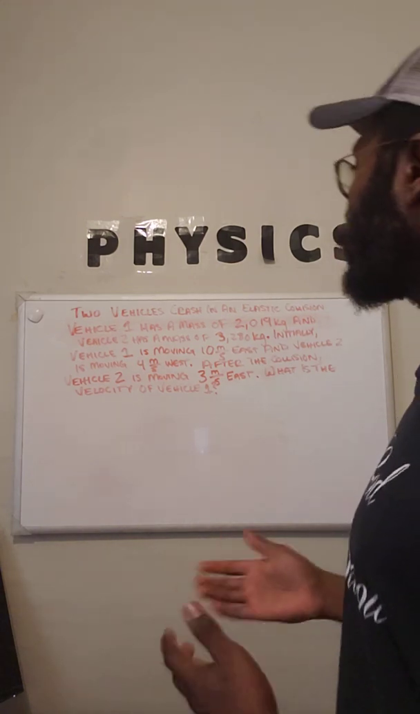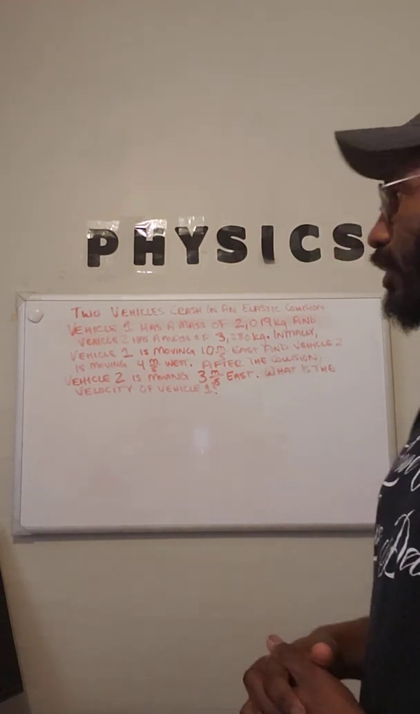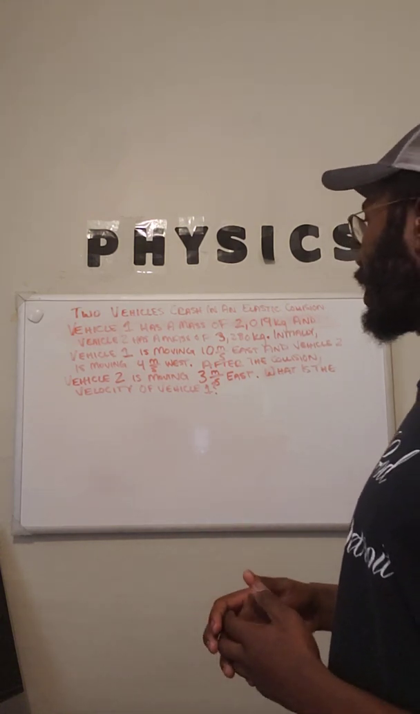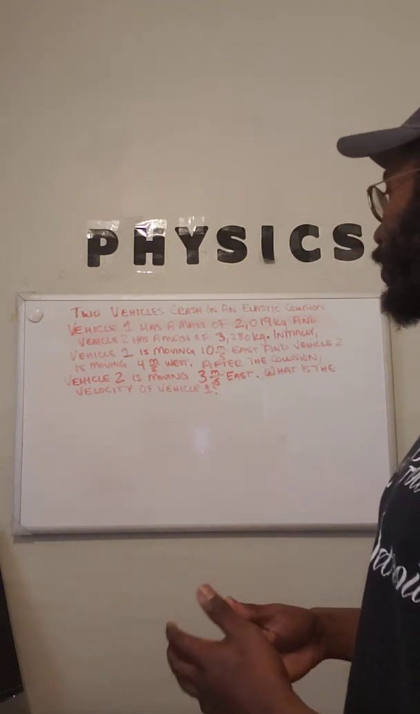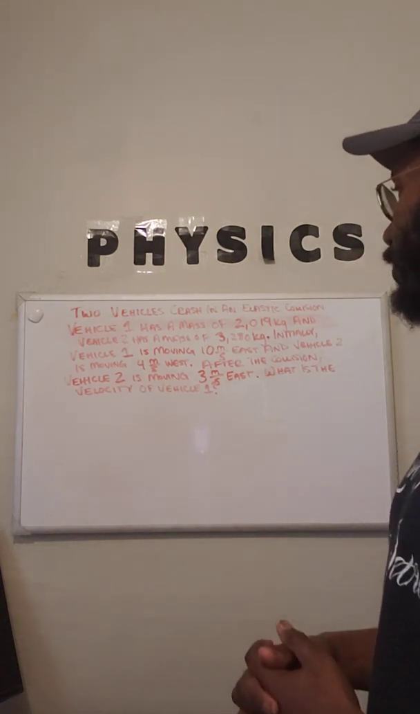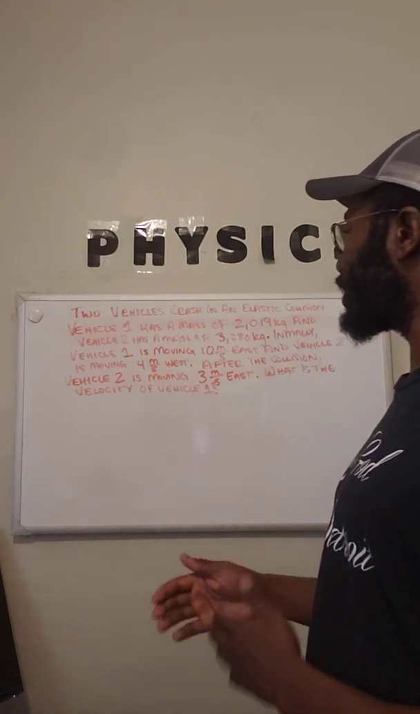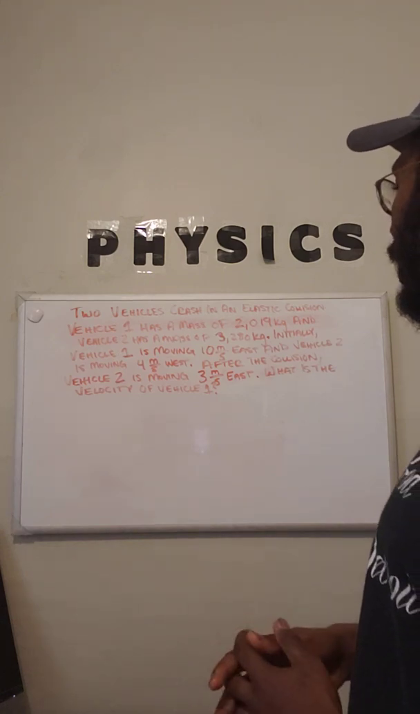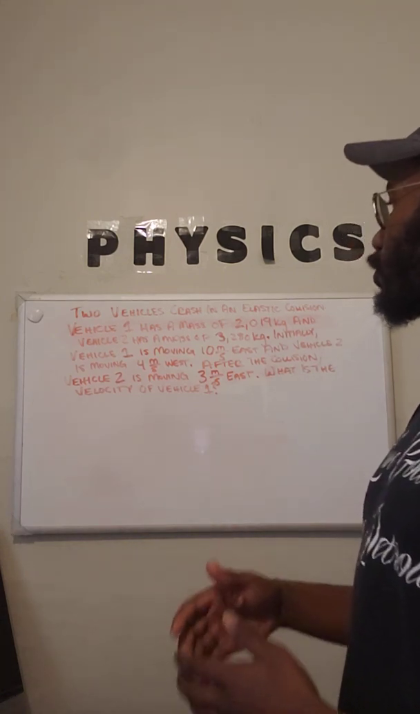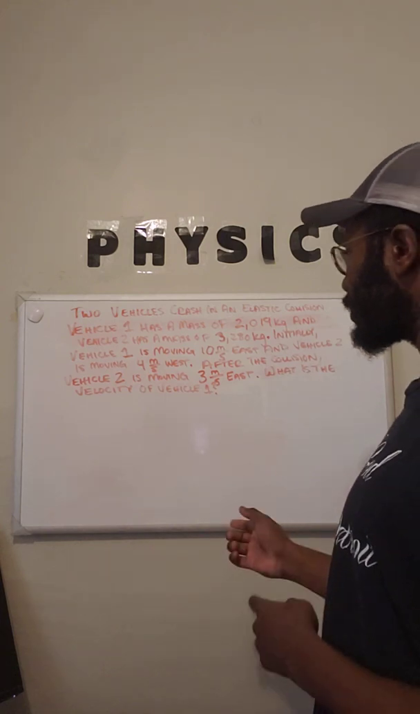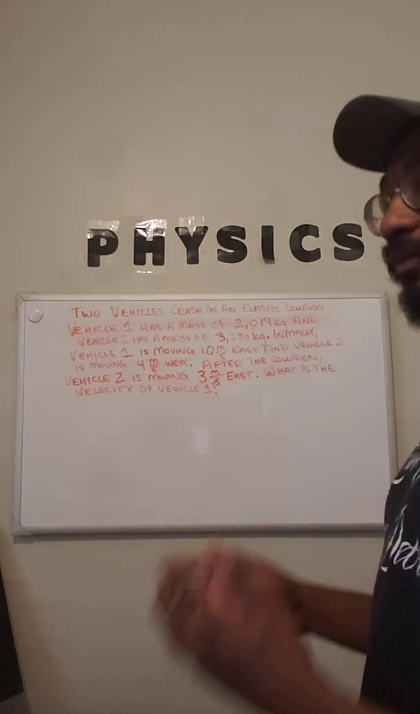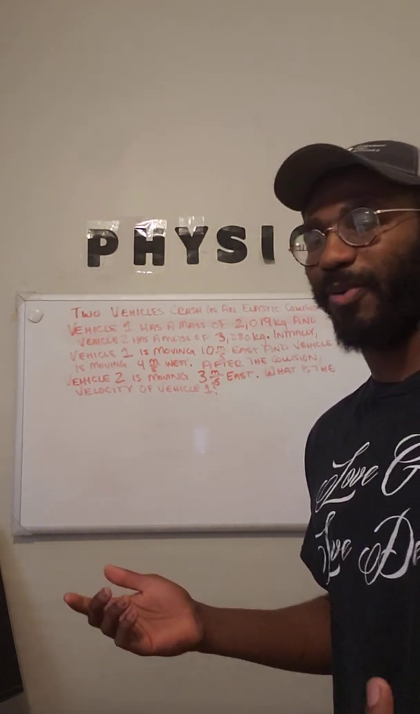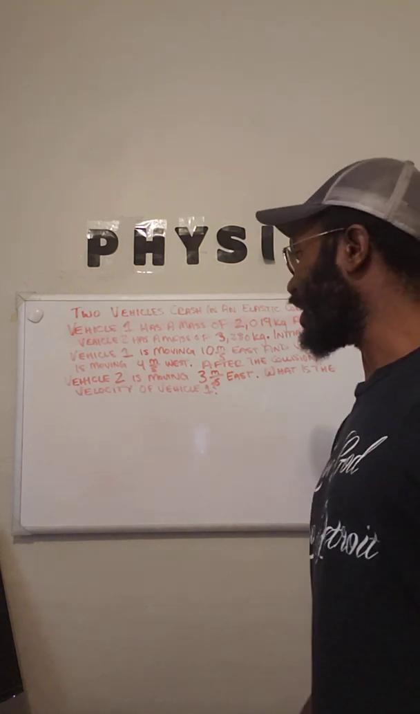The problem says two vehicles crash in an elastic collision. Vehicle 1 has a mass of 2,019 kilograms, and vehicle 2 has a mass of 3,280 kilograms. Initially, vehicle 1 is moving 10 meters per second east, and vehicle 2 is moving 4 meters per second west. After the collision, vehicle 2 is moving 3 meters per second east. What is the velocity of vehicle 1? This is recorded, so you can pause and rewind if you want to write it down.